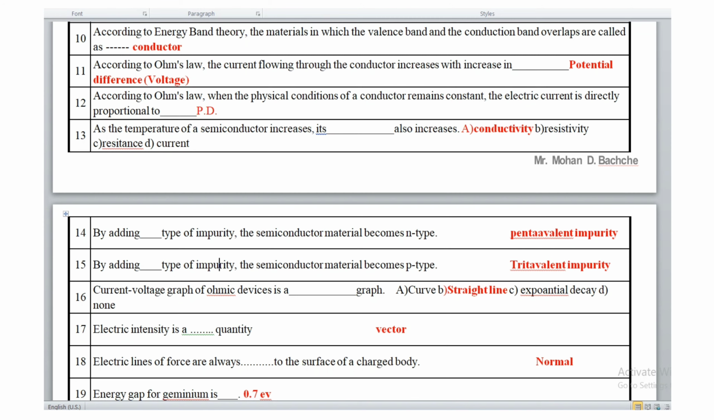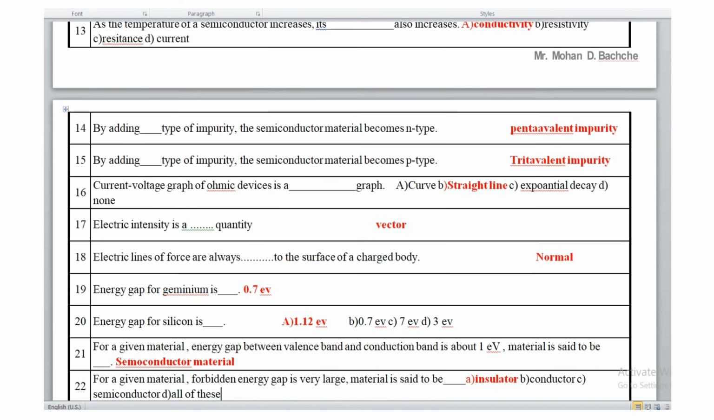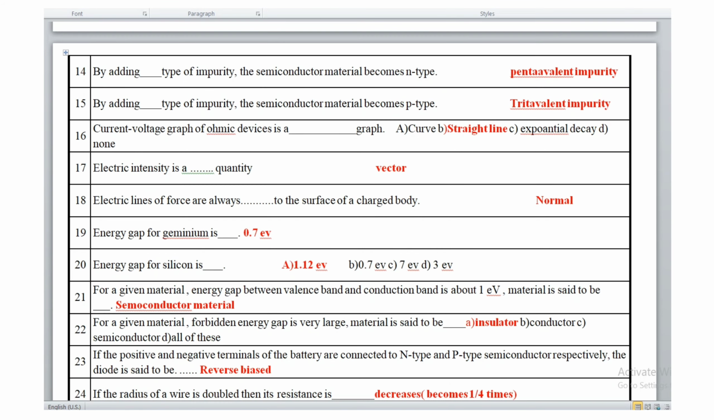Question number 14. By adding dash type of impurity, semiconductor material becomes N-type. By adding pentavalent impurities, semiconductor becomes N-type. By adding trivalent impurities, semiconductor becomes P-type. The current voltage graph of an ohmic device is a straight line graph. Electric intensity is a vector quantity.